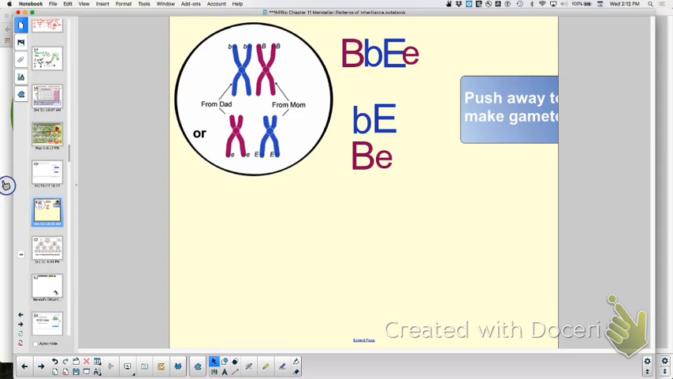Okay, so if they lined up this way, what would all these gametes have? Little e, and these would have big E. Okay, now, you can't do that. We can't do this every single time, draw out little chromosomes and bring the other things around. So let me show you another way to do that.